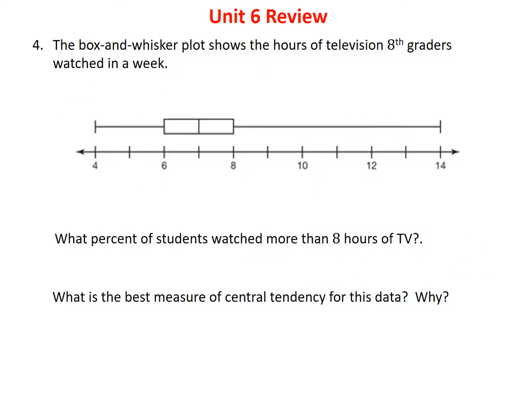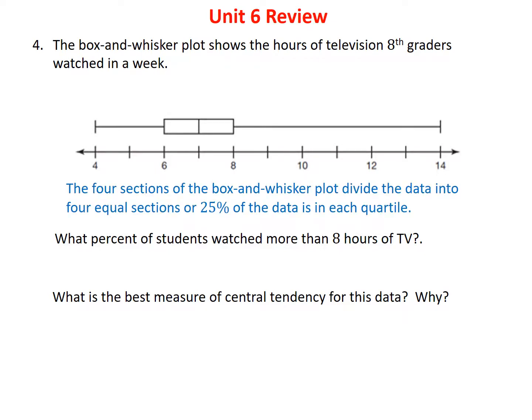The fourth problem also gives us a box and whisker plot, which is showing the number of hours of television that 8th graders watched in a week. You need to understand again about the quartiles, which divide this into 4 sections. Each of these sections is 1/4, or in our case, 25% of the data. So 25% of the 8th graders watch between 4 and 6 hours, 25% watch between 6 and 7 hours, 25% of them watch between 7 and 8 hours, and the last 25% watch between 8 and 14 hours.